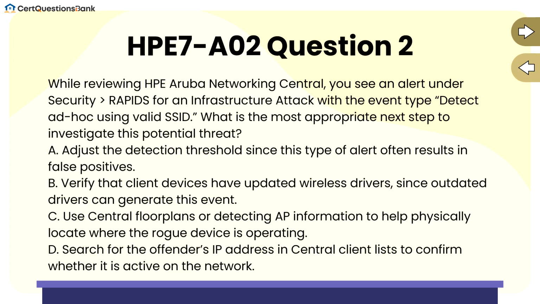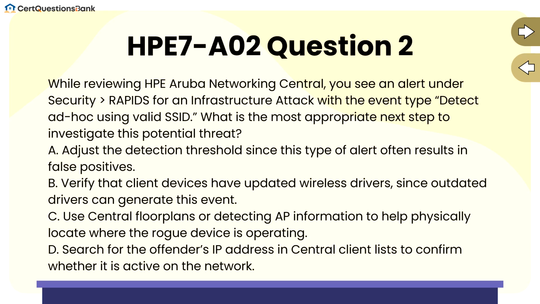While reviewing HPE Aruba Networking Central, you see an alert under Security > RAPIDS for an infrastructure attack with the event type "Detect ad hoc using valid SSID." What is the most appropriate next step to investigate this potential threat?